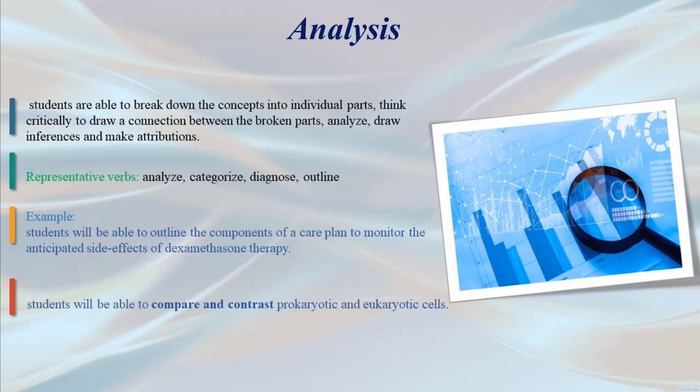Some verbs such as analyze, categorize, diagnose, or outline could be used for writing the objectives for this level. For example, students will be able to outline the components of a care plan to monitor the anticipated side effects of dexamethasone therapy, or students will be able to compare and contrast prokaryotic and eukaryotic cells.